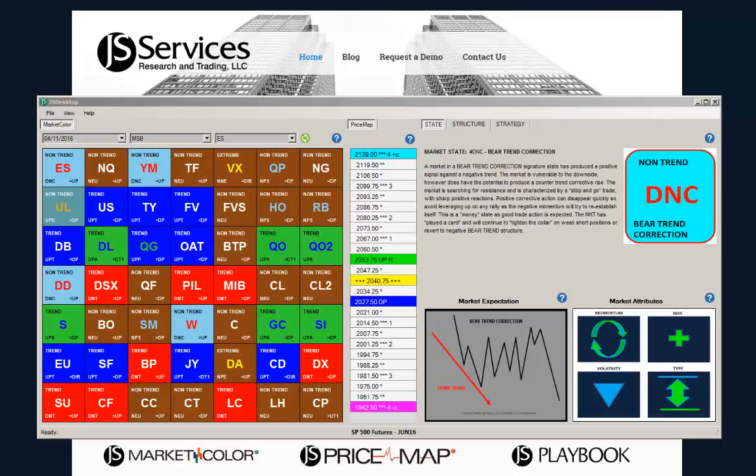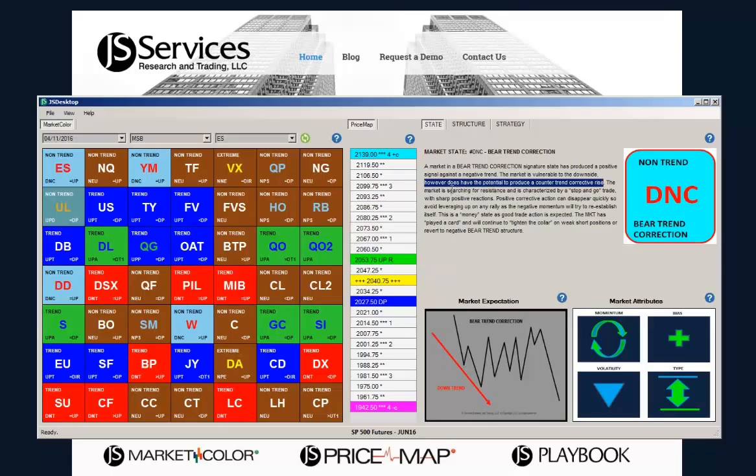Today we're going to take a look at a bear trend correction with the R level equal to the upside pivot. We're going to look at the S&P to start. Bear trend correction, the market's produced a positive signal against a negative trend. So the market's been trending lower and we've had a positive signal against that trend. The market's still vulnerable to the downside, but does have the potential to produce a counter-trend corrective rise.